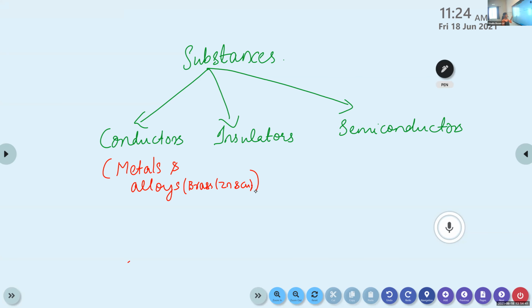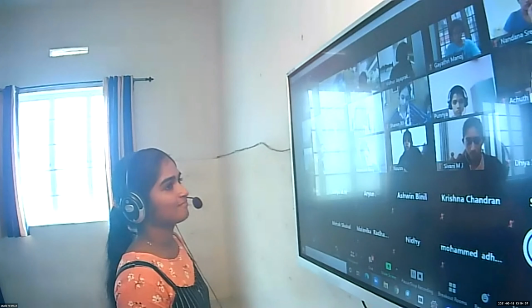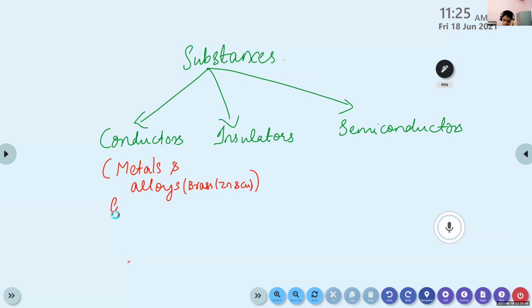Okay, and along with metals and alloys, some non-metals also act as conductors. Can you name a few of them? One non-metal that can conduct electricity. Graphite. Very good. It's graphite, carbon black, etc. Graphite is a non-metal that can conduct.